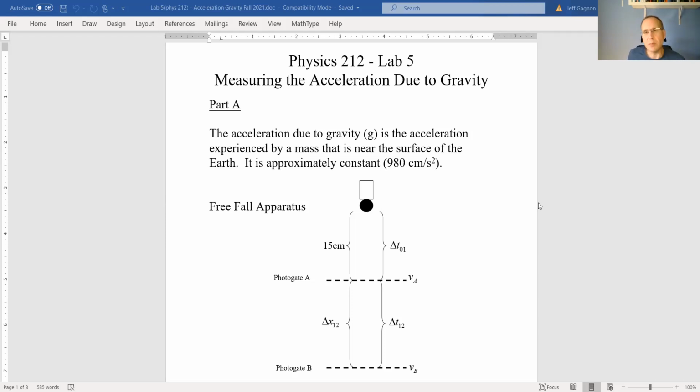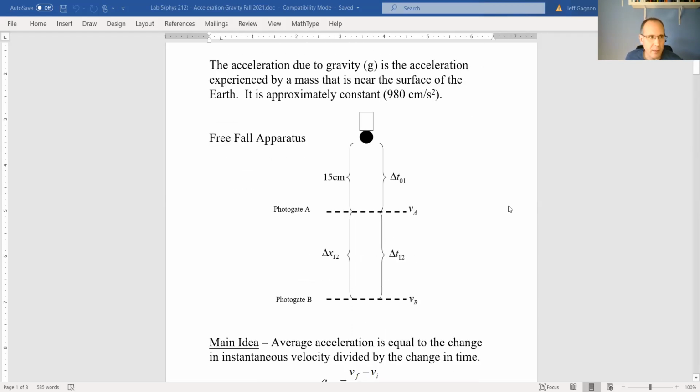So the idea is pretty simple here. We have this setup, and again, you'll see this when you watch the video of the equipment itself. We have this ball dropper. I tried to diagram it here. And then a first photogate, which we're going to call photogate A, is placed at 15 centimeters below the ball dropper. Okay, so that stays there.